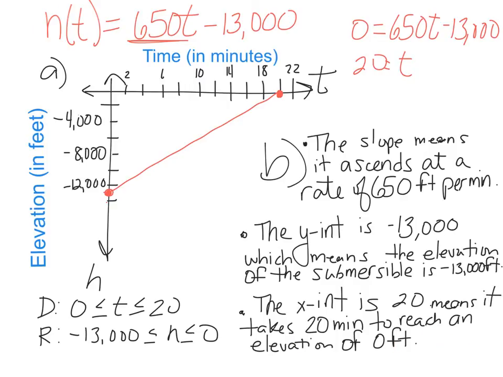And you may have noticed I forgot something in the y-intercept. It says the y-intercept is negative 13,000. And that does mean that the elevation of the submersible is negative 13,000 feet. But when? When it begins to ascend. So I forgot to put that in there. That's important. We have to explain that the y-intercept, we have to explain the 0. That time is 0. So when it begins, the elevation starts at negative 13,000 feet.